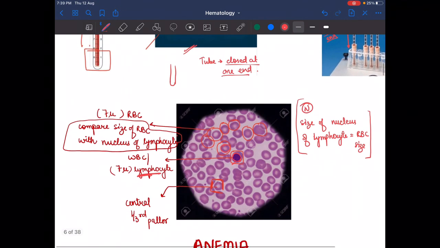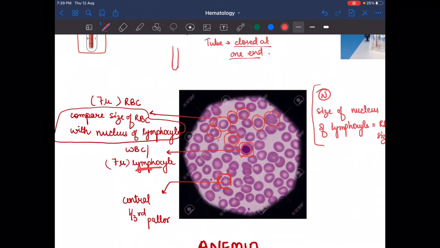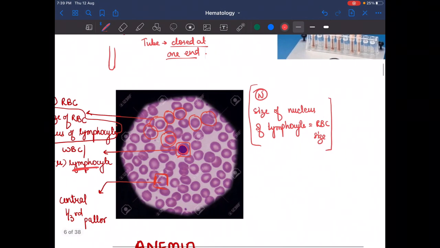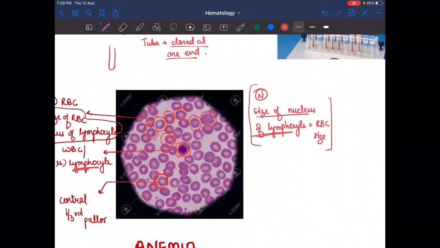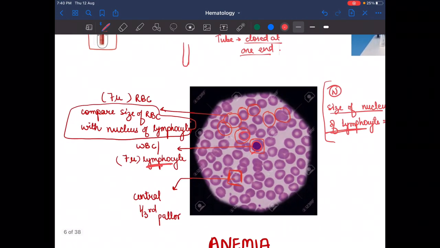Now this is a peripheral smear which we see here. In this, we have to first check the nucleus of the lymphocyte. Why do we have to check the nucleus of the lymphocyte? Because normally the size of the nucleus of a lymphocyte is equal to the size of an RBC. If we find that the nucleus of the lymphocyte and the RBC size are equal, it means the image which they show us is normal. Here we check that the size of this and the size of the RBC are equal, meaning they are normal, and the central pallor is also one third.